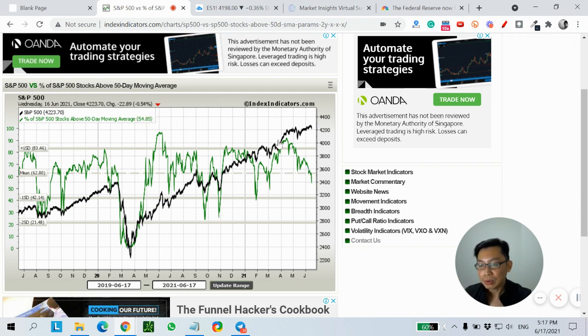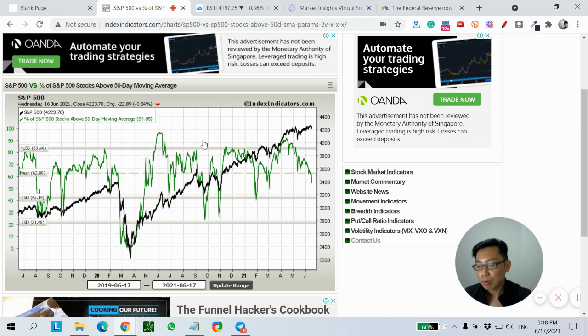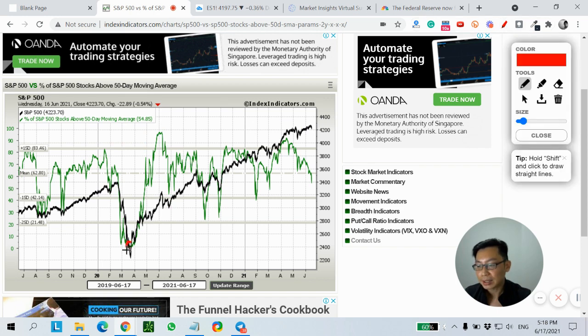But what I want you to see is that, typically, when the market breadth is at a high, like over here and over here, the market tends to do a correction. Vice versa, the reverse is true. When the market breadth is at a low over here, the market tends to rebound.